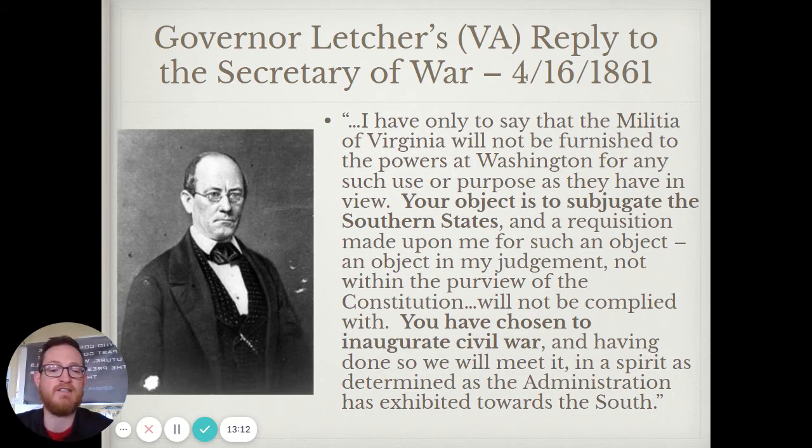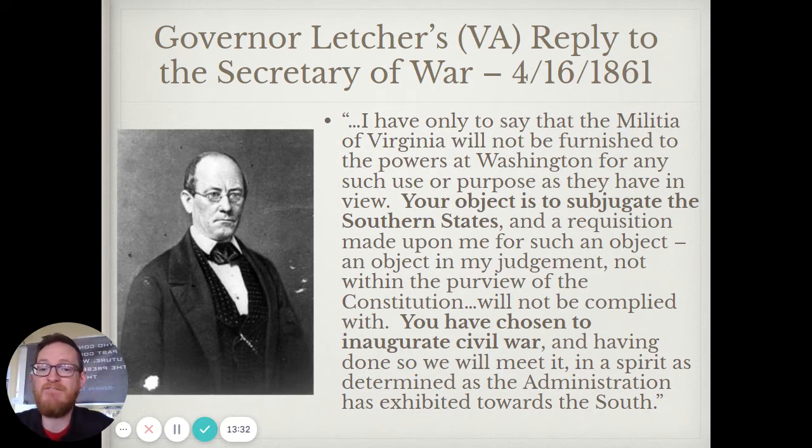Your object is to subjugate the Southern states, and a requisition made upon me for such an object in my judgment not within the purview of the Constitution, will not be complied with. You have chosen to inaugurate civil war, and having done so, we will meet it in a spirit as determined as the administration has exhibited towards the South."